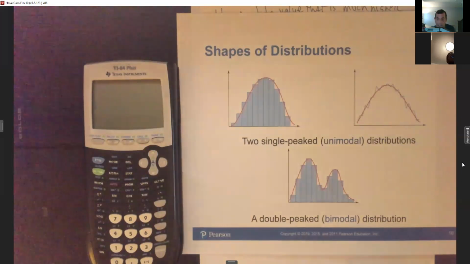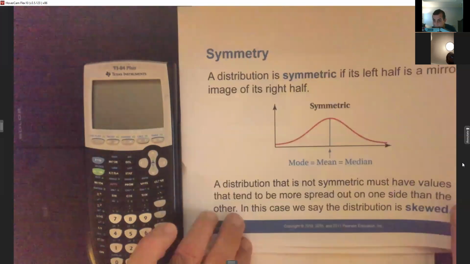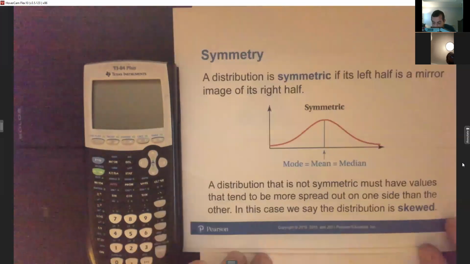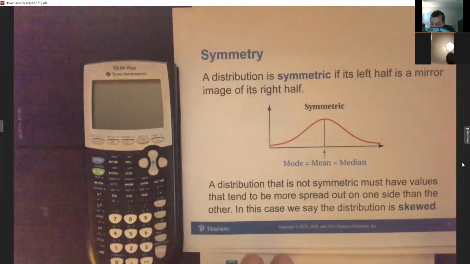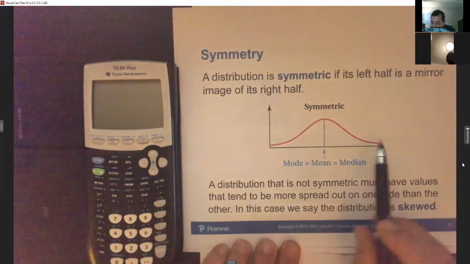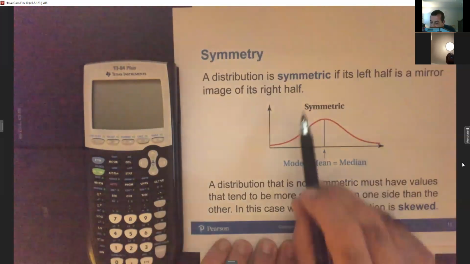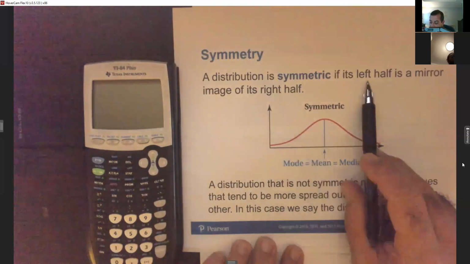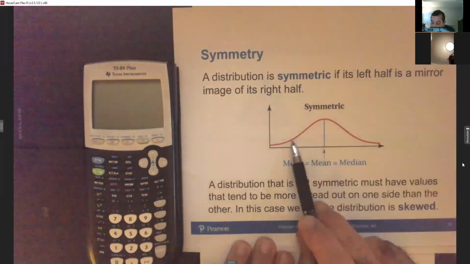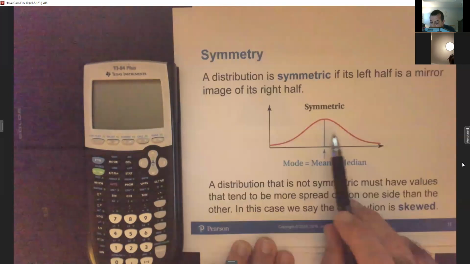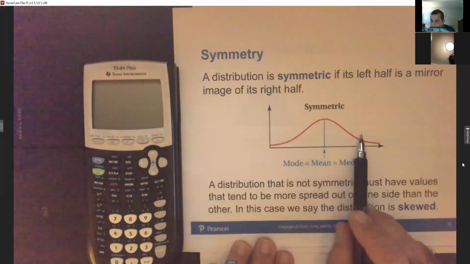Alrighty, so next on that, I got a picture. Symmetry. Notice this graph I got. A distribution is symmetric if its left half over here is a mirror of its right half to the right.